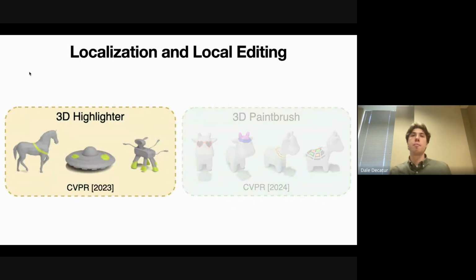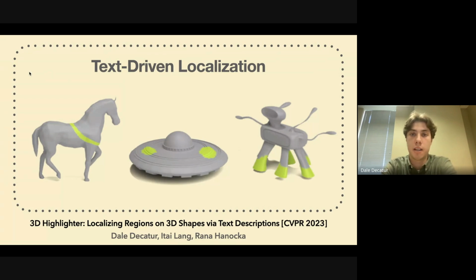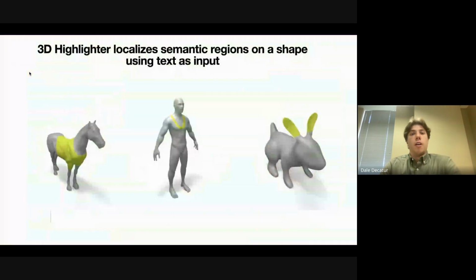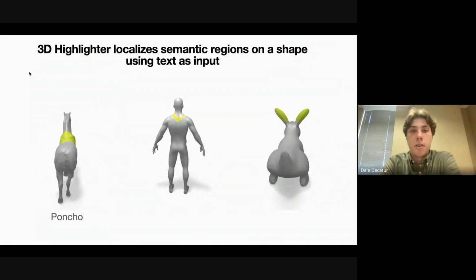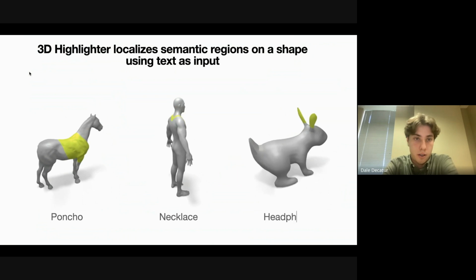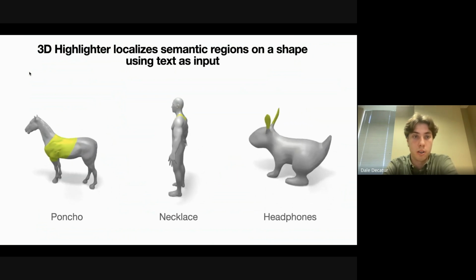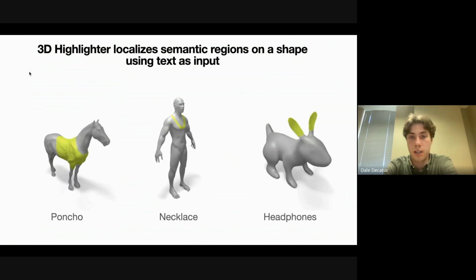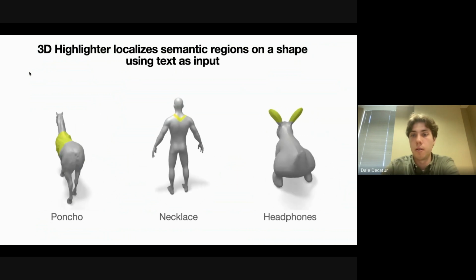Now that we've gone over some background, I'm going to go into the first paper. This is 3D Highlighter, and this is about text-driven localization. This was a joint work with Itai Lang and Rana Haneke. So, what is this paper about? 3D Highlighter localizes semantic regions on a shape using text as input. Here we're showing some examples. We localize the region poncho on a horse, necklace on a human, or headphones on a bunny.